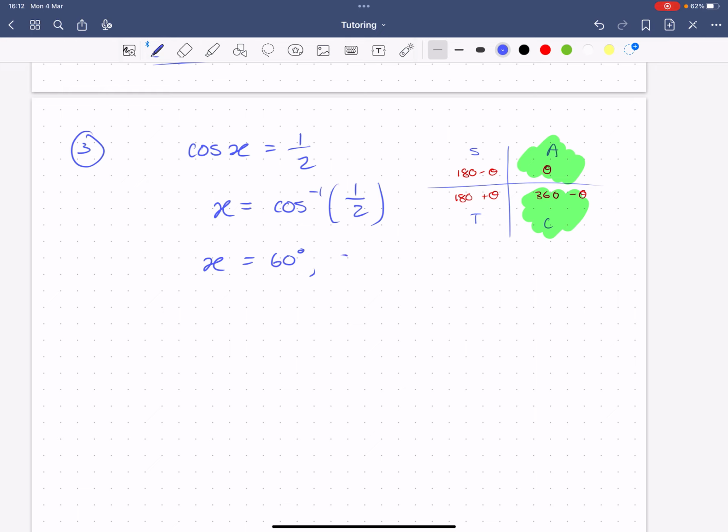So we're going 360 minus 60. 360 minus theta is our fourth quadrant. So our two answers are 60 and 300 degrees.